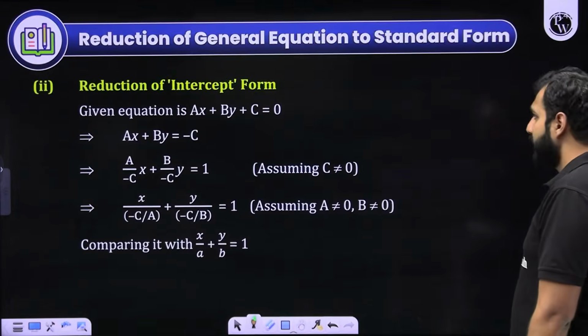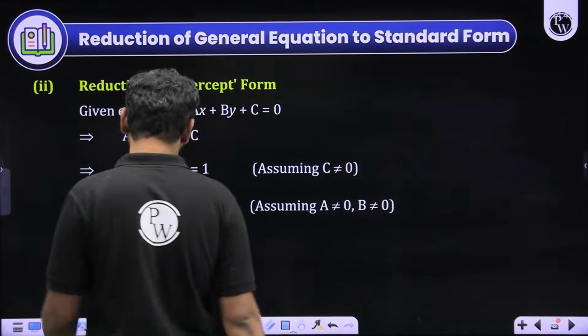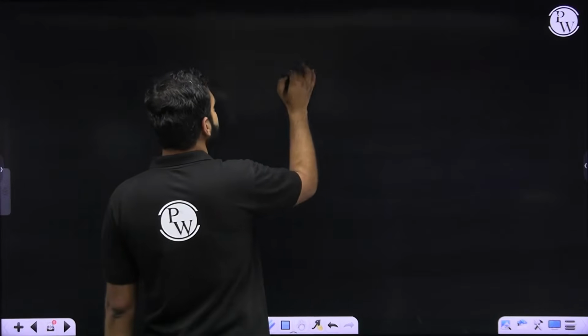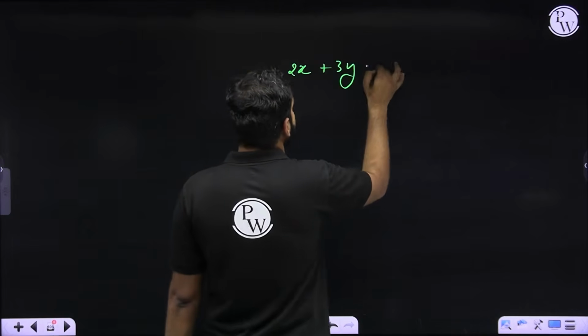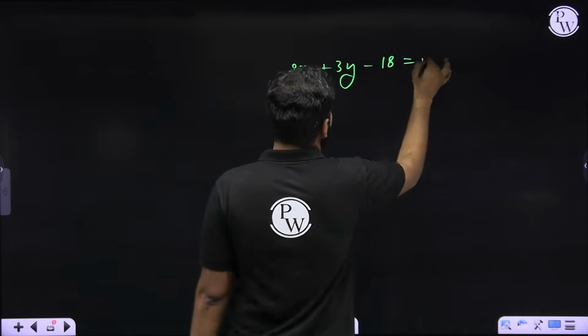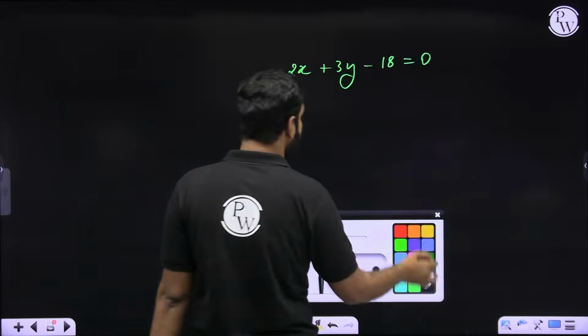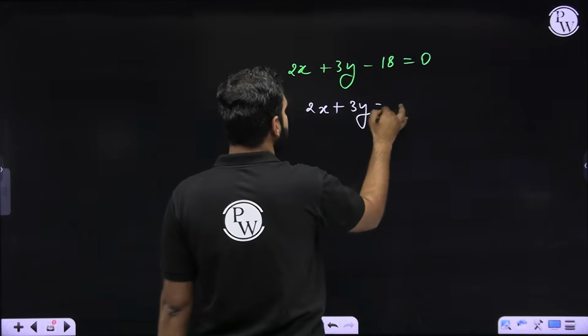Moving ahead to the next part, how do we convert the standard form into intercept form? That is even easier. How do we do it? I'll try and tell you with a different example. Let's say this is the equation 2x plus 3y minus 18 is equal to 0. That's the equation of a straight line. How do you convert it into the intercept form? All you do is take that 18 outside. So 2x plus 3y is equal to 18.